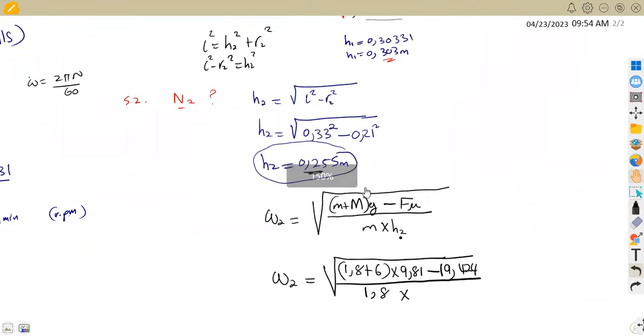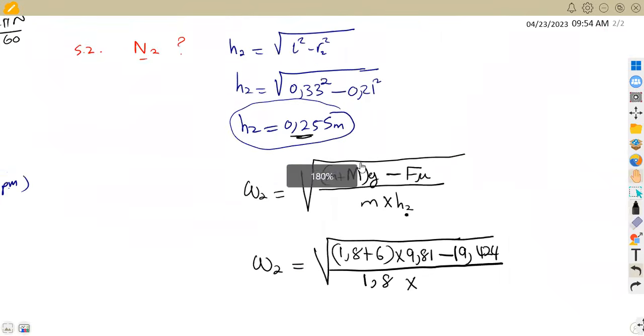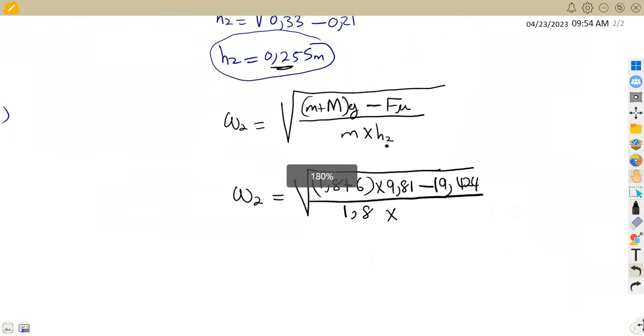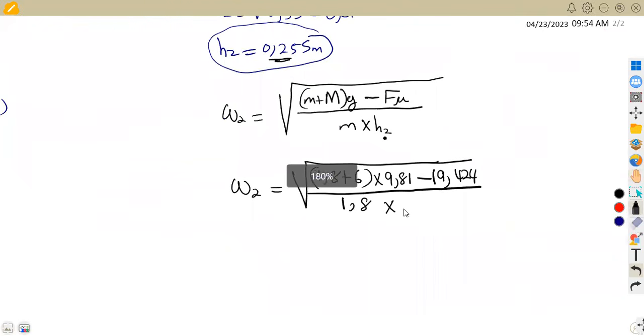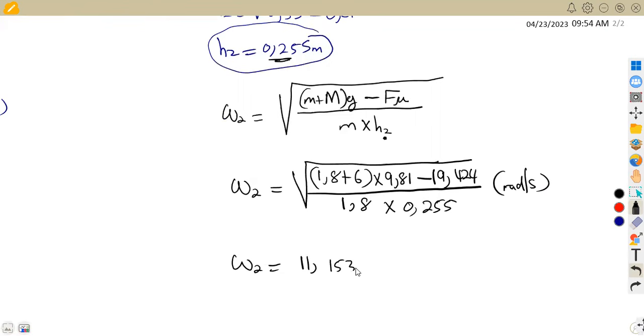So this is where we are just having a difference. All right, so we can calculate our omega 2 in this case. We are just going to substitute our H2 in this case, which is 0,255. So having our omega 2 in this case in rad per second. So take note, it's going to give us omega in rad per second. So that is your omega 2, which is going to be 11,1529 and so forth, which is going to be 153 in rad per second.